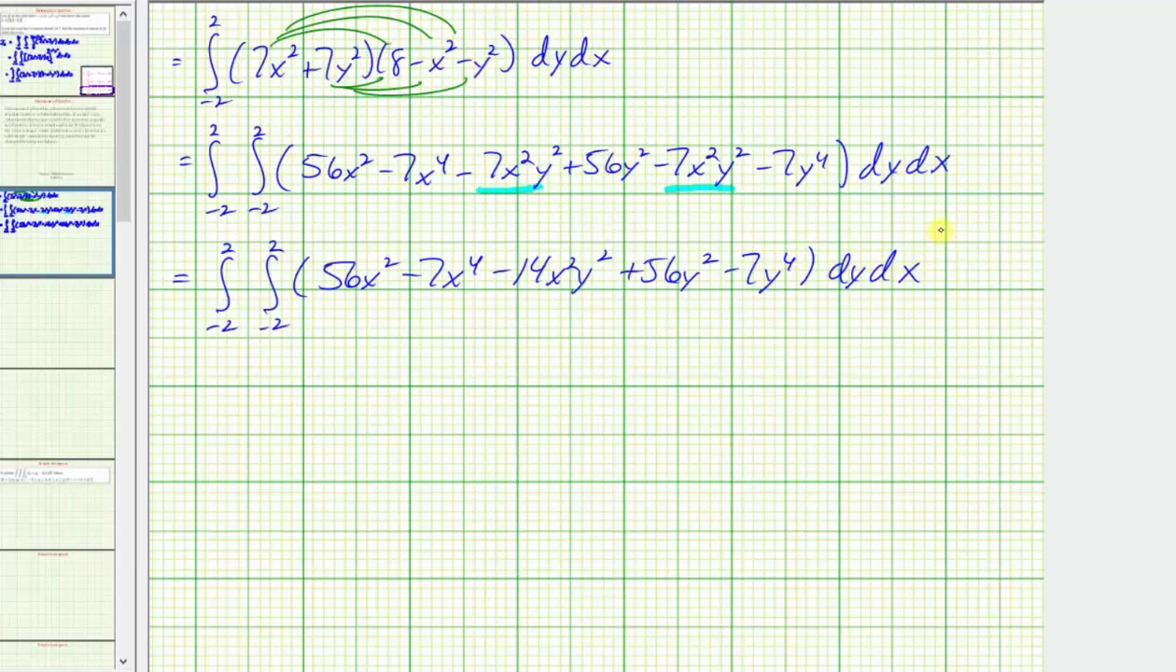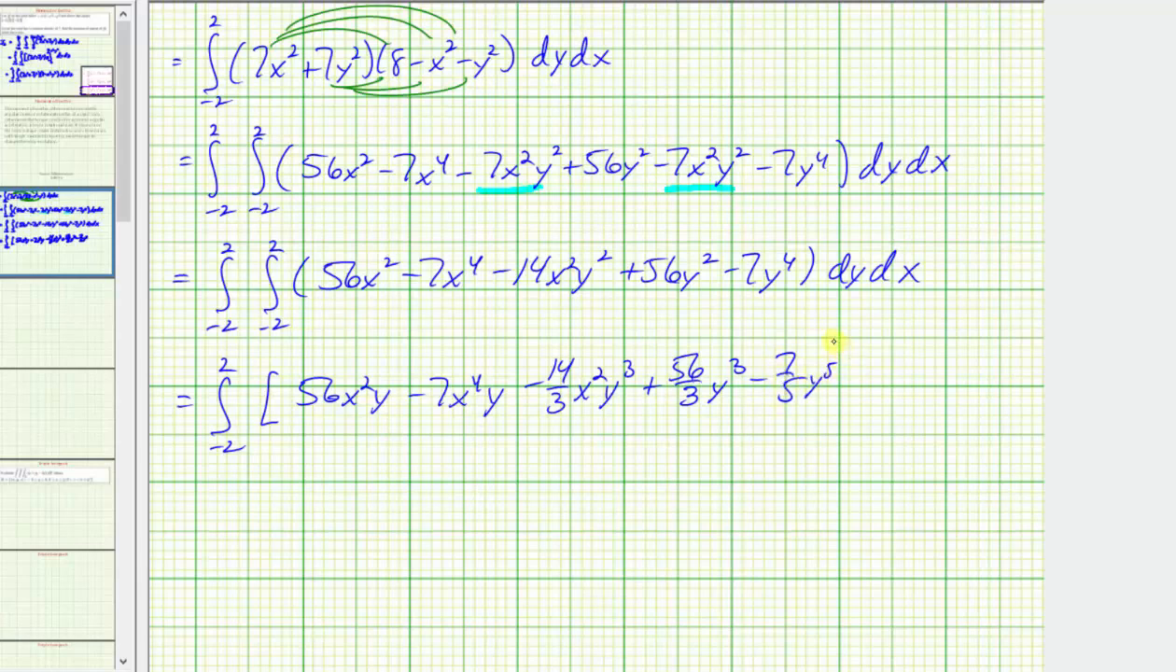And now we integrate with respect to y, treating x as a constant. So we'll have 56x squared y minus 7x to the fourth y. Now here we're going to have negative 14x squared times y to the third divided by 3, or minus 14 thirds x squared y to the third. Here we'll have 56 times y to the third divided by 3, or plus 56 thirds y to the third. And then finally here we'll have negative 7 times y to the fifth divided by 5, or negative 7 fifths y to the fifth.